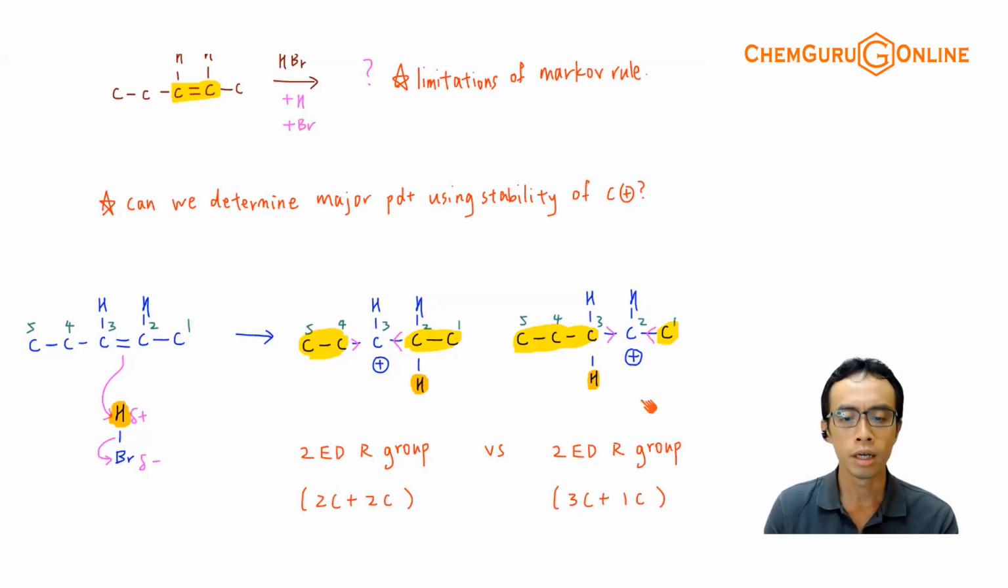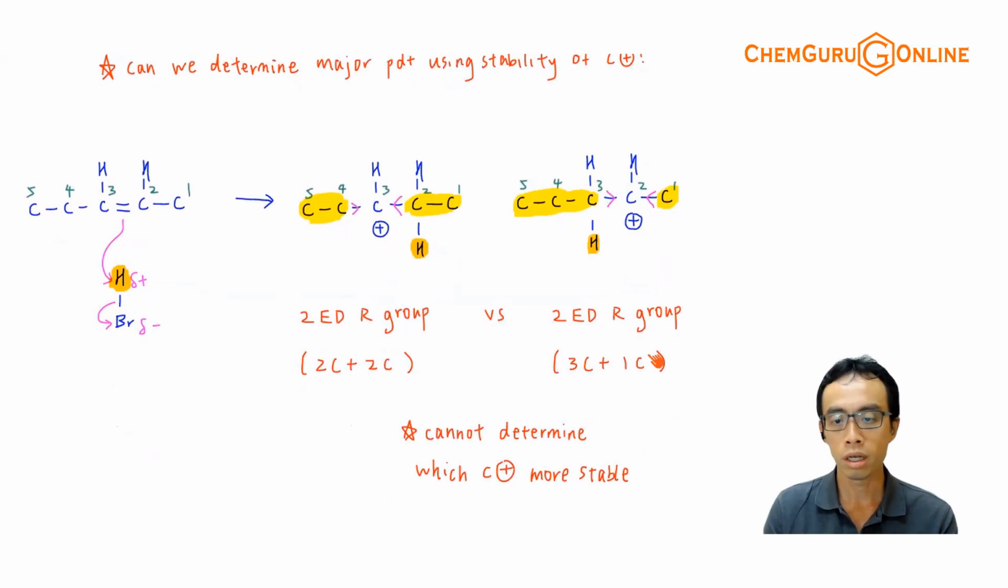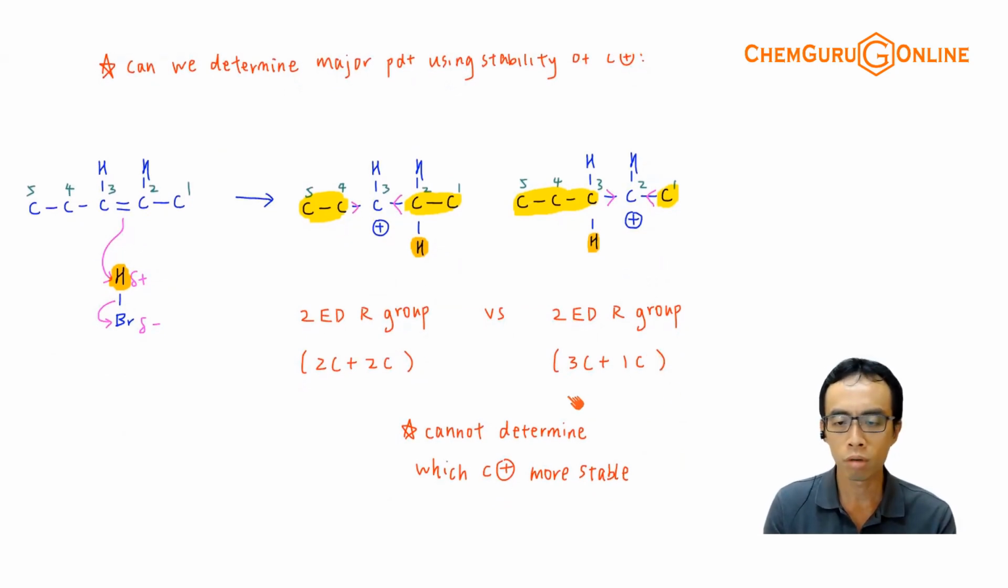But you notice if I have two ethyl groups, 2 carbons plus 2 carbons, versus propyl plus methyl, 3 plus 1, then now the problem is the same. I can't tell which one is overall more stable, because I know that a 3-carbon group will be more donating than a 2-carbon group. So if it is this group versus this group, this 3-carbon group is more donating.